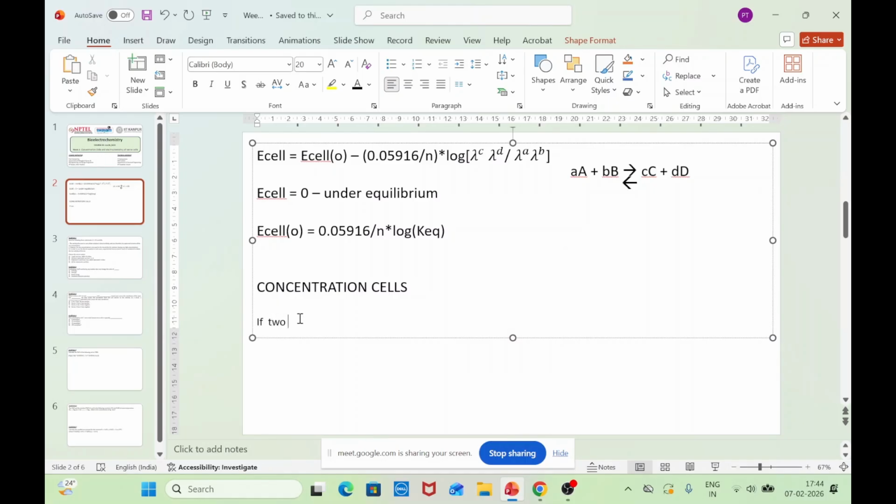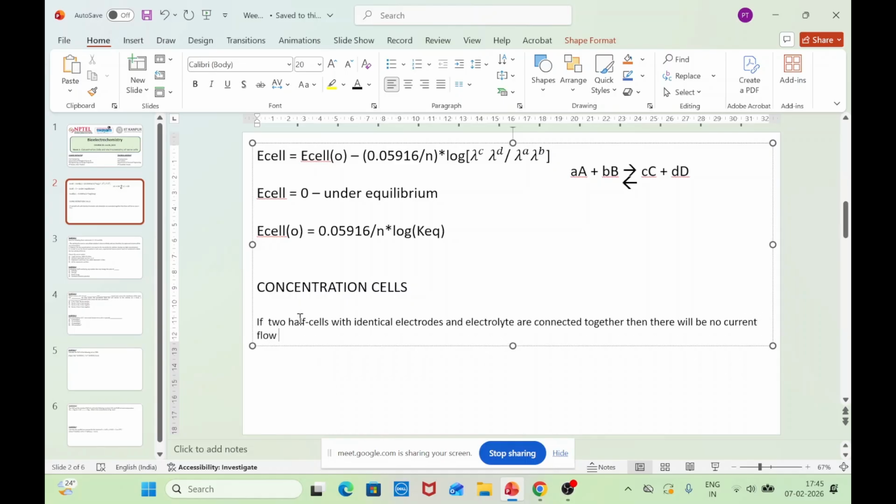So if two half cells with identical electrodes and electrolyte are connected together, then there will be no current flow due to no potential difference between the electrodes, right?